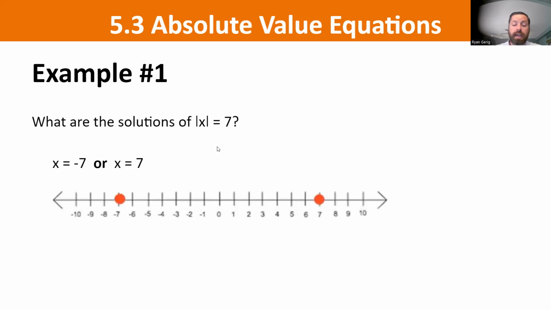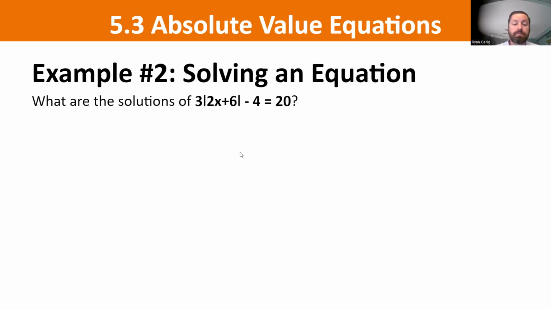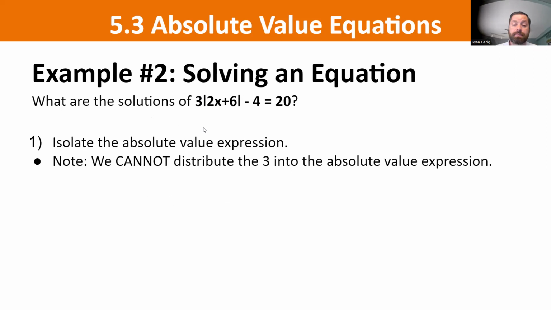Okay, so let's take a look at a little more complicated example. What happens when you have something like this? Again, the variable's inside the absolute value bars, right? But the absolute value expression, 2x plus 6, is not isolated. I've got minus 4 here, and I've got the 3 on the outside. We want to isolate that first. We want to isolate the absolute value expression.